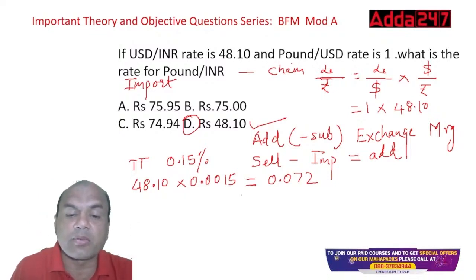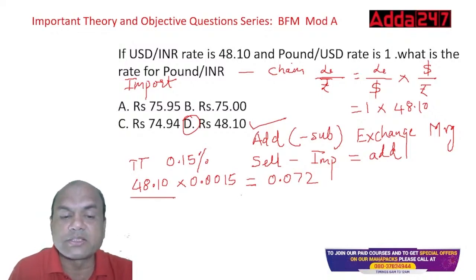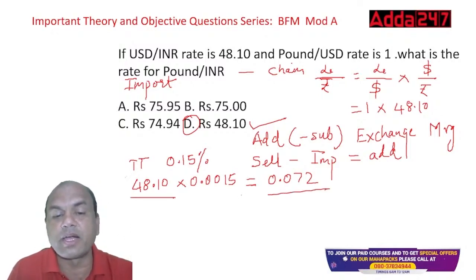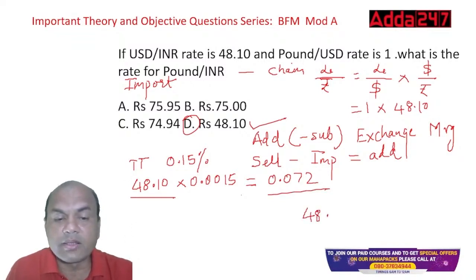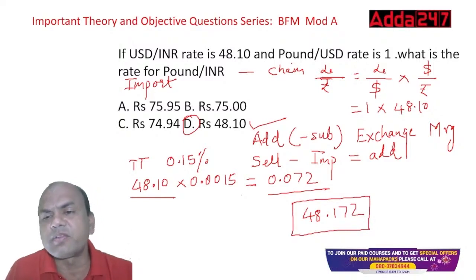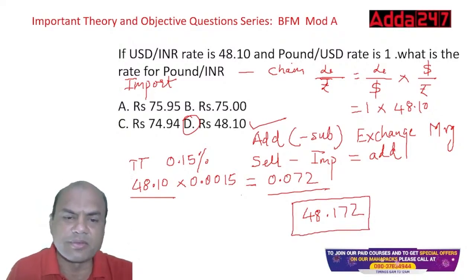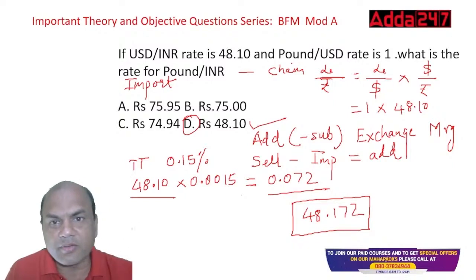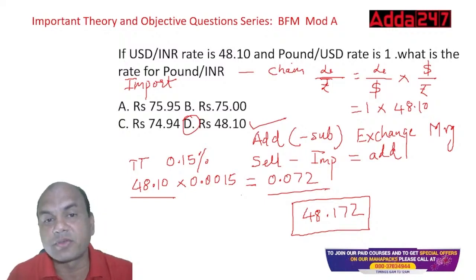It will be 48. Add this, 48.10 plus 0.072. Add this, everyone. The answer you will be getting is 48.1172. This is the final answer you will be getting if the exchange margin is given. If not given, then 48.10. That's simple. Clear, everyone? Type yes in the comment section if you have understood it.